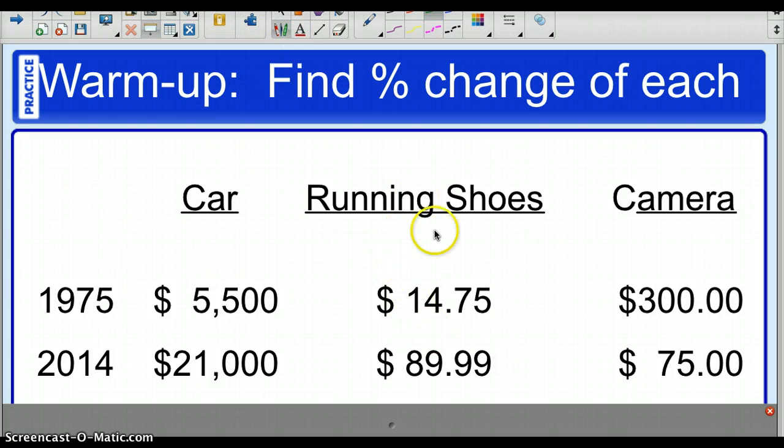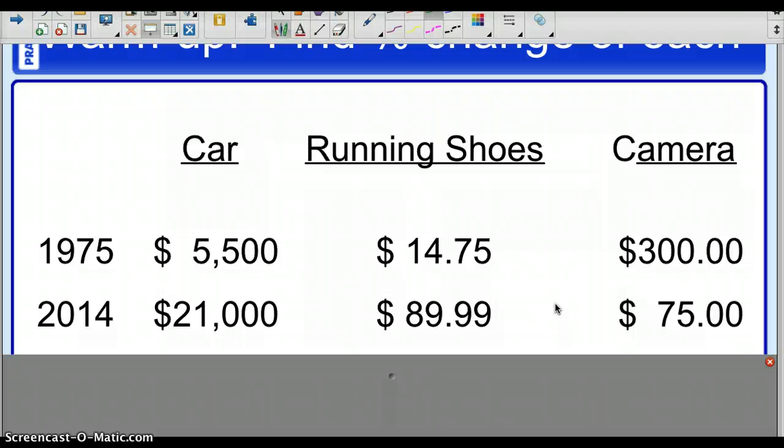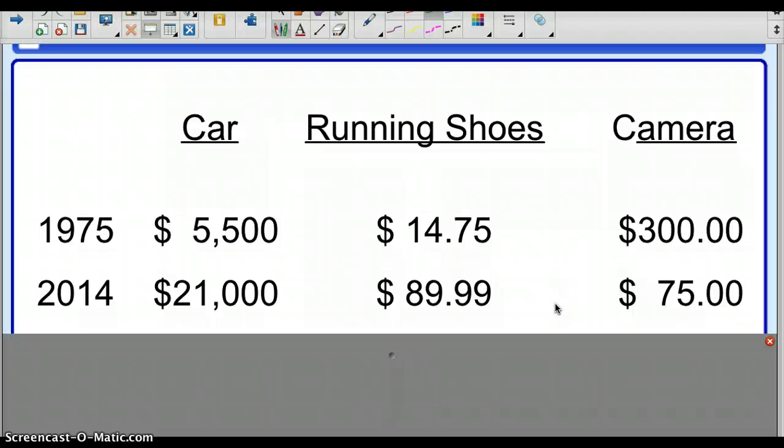So here you've got three different things. We took some items from 1975 and had some prices, and then compared those same items with 2014 prices. So the prices have obviously changed. Some things have gone up, other things have come down. We typically think of prices going up over time, and they generally do, but when you take technology into account, sometimes you can get items for much less now than you could back then as well.